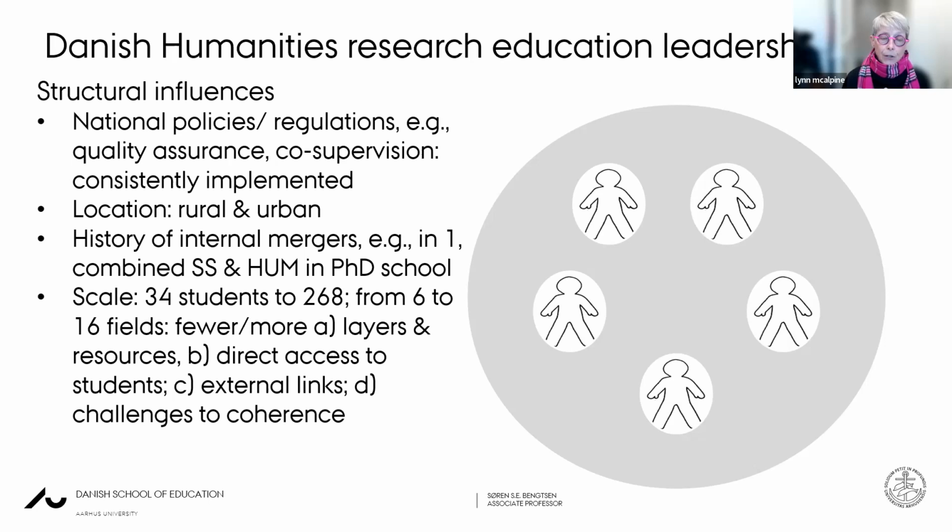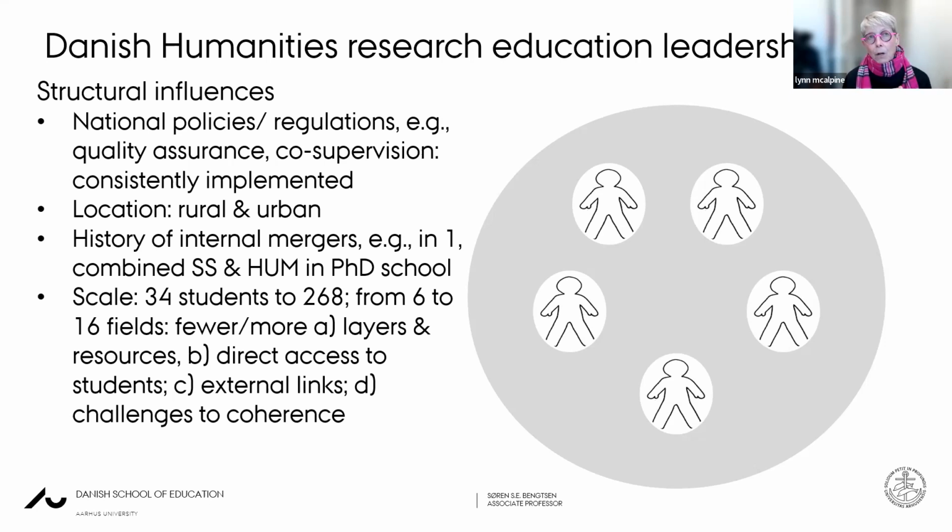Again, the access to students varied. If there's 34 students, you can know them all intimately. When there's 268 and you're committed to students, then it's how do you engage with them or understand their experiences. The larger ones had more external links, and the more that there were layers, there were more challenges to the coherence in the ways in which the policies were enacted. So that gives you kind of a rough view of what we've been finding.